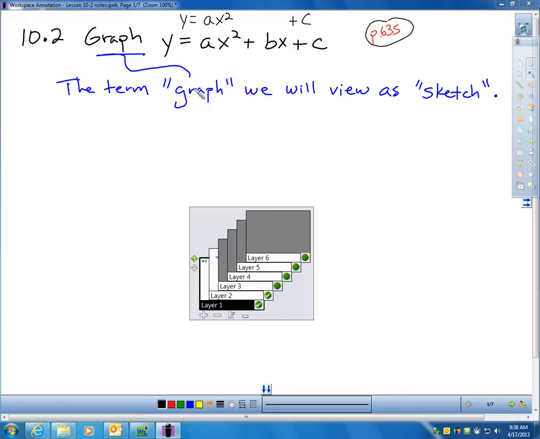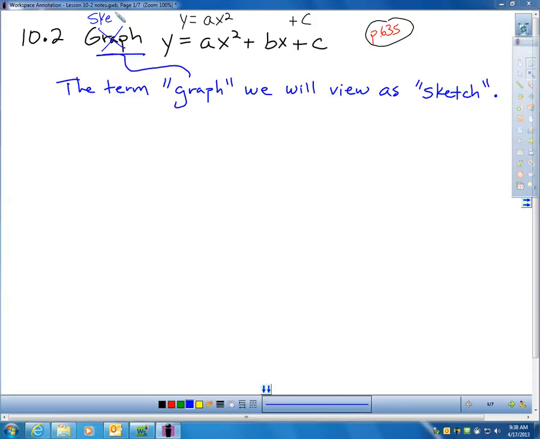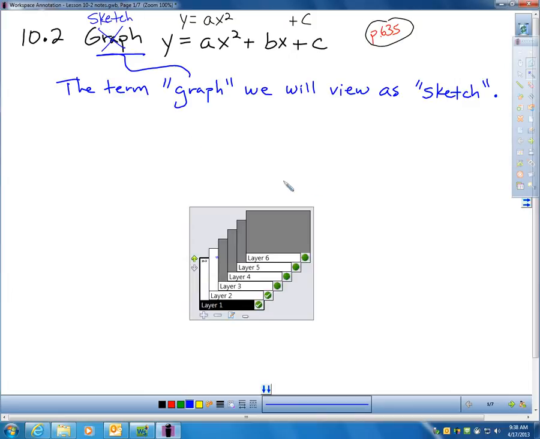Remember, when we talk graph, we're really going to sketch. In fact, I'm going to cross out graph. We want to sketch these, okay? We're not looking to take out graph paper and plot points and all that. We're just looking to sketch these.